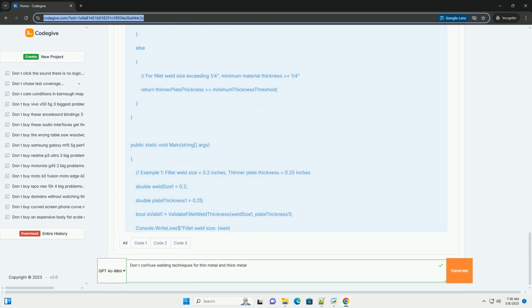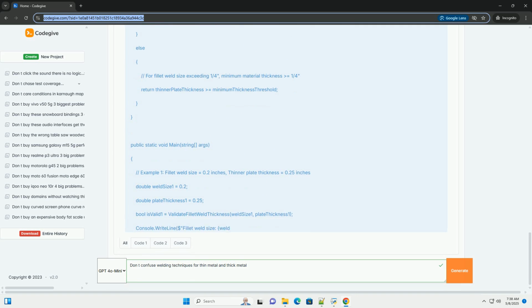GMAW, gas metal arc welding or MIG: versatile. Can be used for both thin and thick metals. Pulse welding, a GMAW variant, is particularly useful for thin metal. Faster than GTAW. SMAW, shielded metal arc welding or stick: less suitable for very thin metals due to its higher heat input. More appropriate for thicker sections. Requires more skill to avoid burn through on thin material.